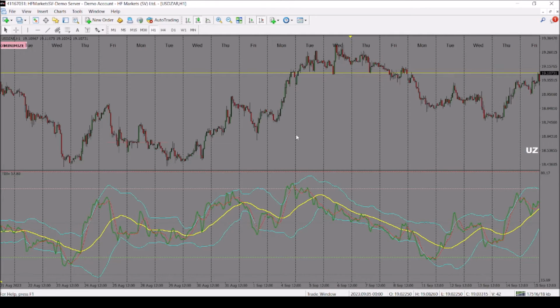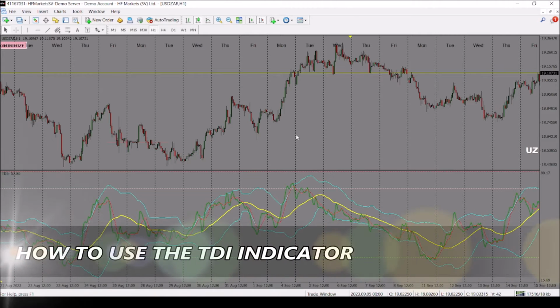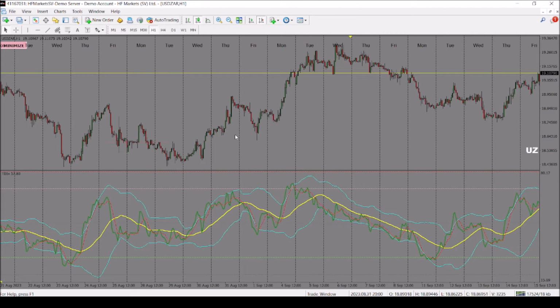In this video, we are going to talk and clarify how to use the TDI indicator. Of course, this is the most free trading indicator available to us, and I'll be able to provide you at the end of this video. So make sure you stick up to the end so that you can get one for yourself.